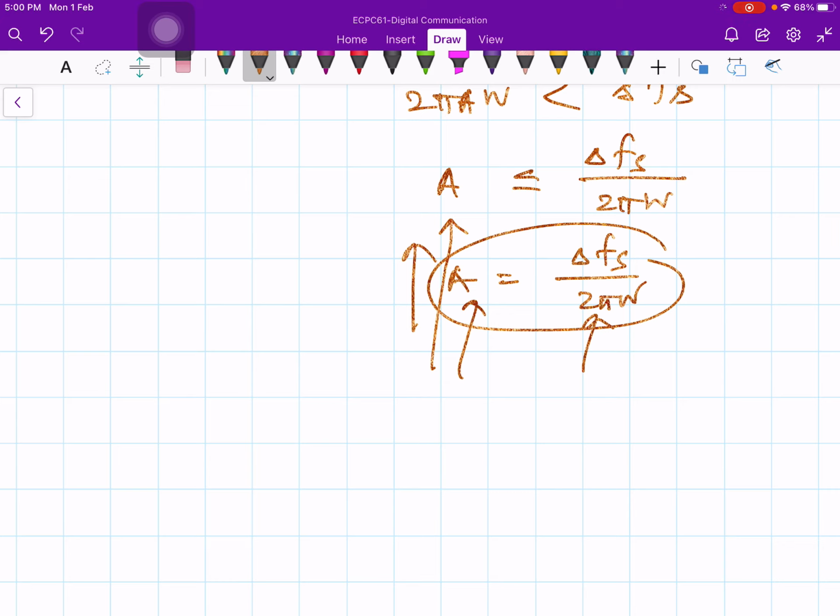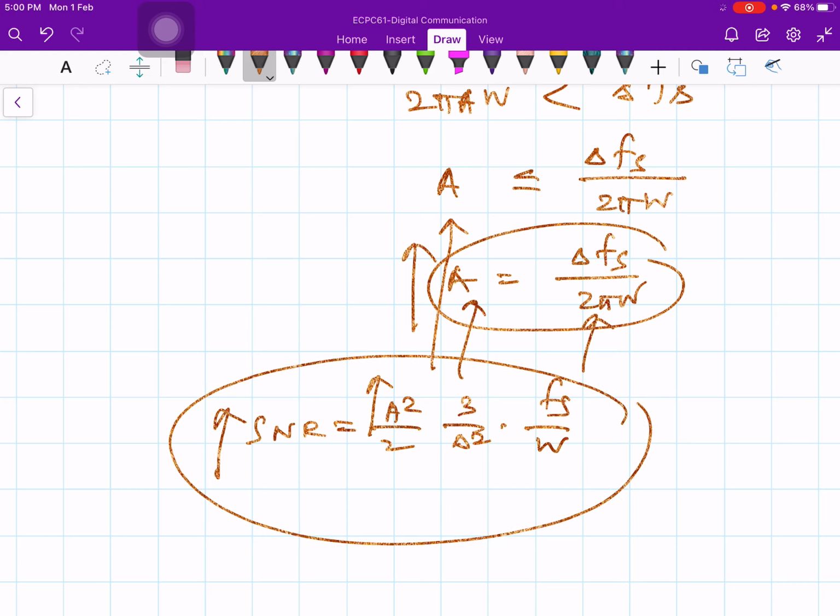Okay, because your SNR is equal to A square by 2 times 3 by delta square times Fs by W. So the SNR is increased if you increase A. But if you increase A, then what will happen? There will be a slope overload distortion. But this whole SNR is derived under the assumption of no slope overload condition. So I cannot indefinitely increase this A value. So there will be some maximum limit. What is the maximum limit I can do? This is the maximum limit.